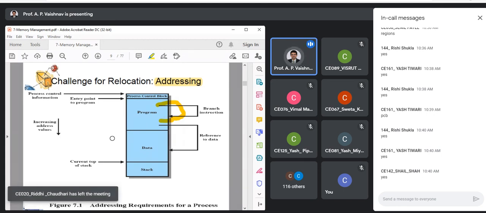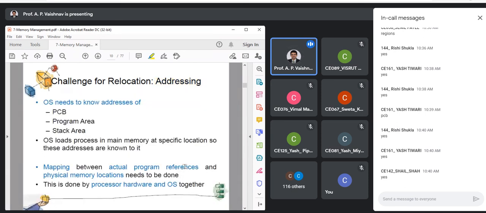Same applies to data. Suppose your program is referring to a certain data that is located over here. Now, when relocation happens, this position may change. This actual address may change. So again, you have to do a mapping. How all this happens, we will see in detail. We are going to see the algorithms and everything. So that is covered over here.